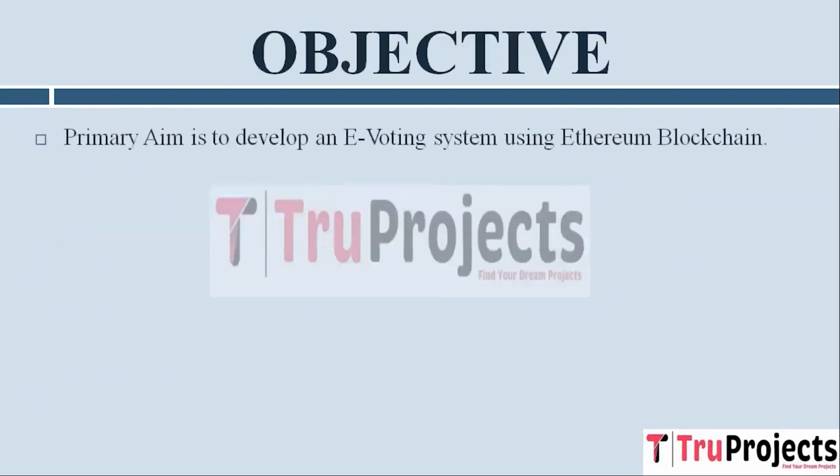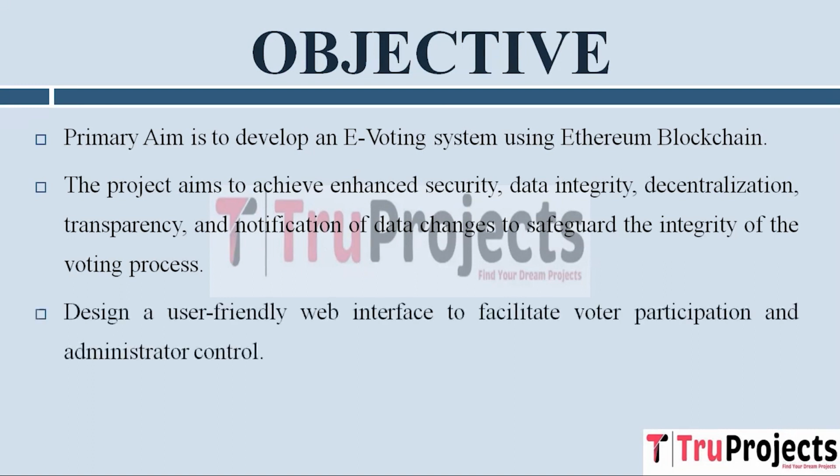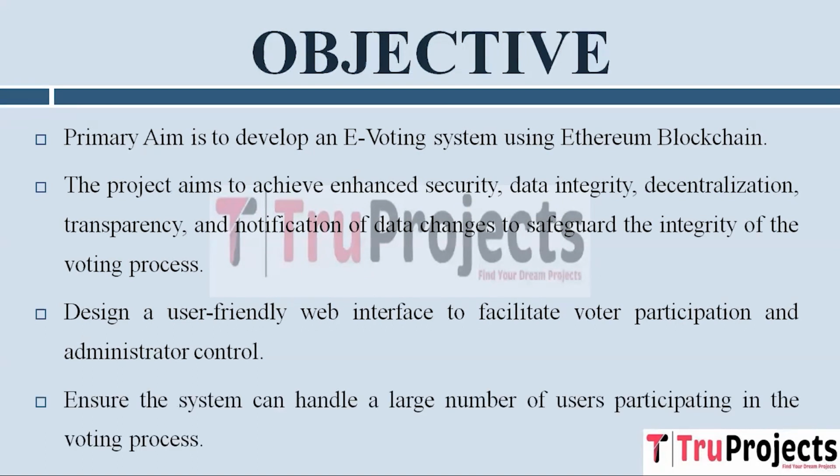Objective of the project. The primary objective is to develop an e-voting system using Ethereum blockchain. The project aims to achieve heightened security, data accuracy, decentralization, transparency, and the ability to detect any unauthorized changes in the voting data. A user-friendly website interface will be designed to facilitate voting for users and provide administrator control over the system. And the system will be designed to remain efficient and functional even when accommodating a large number of simultaneous users.